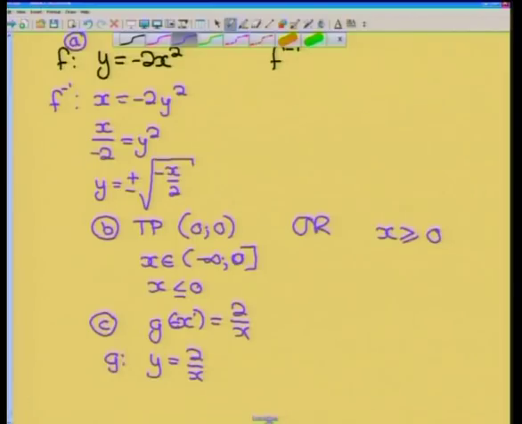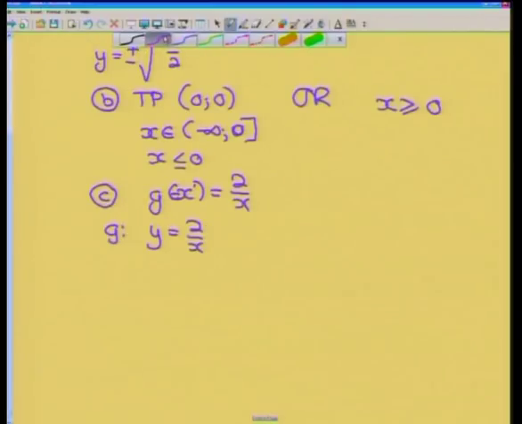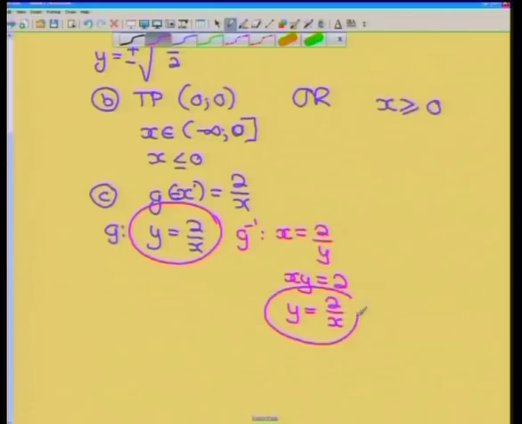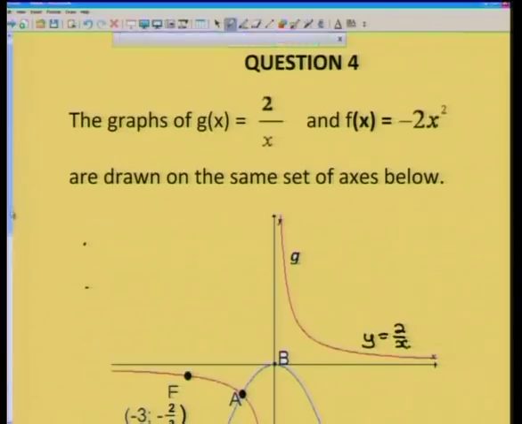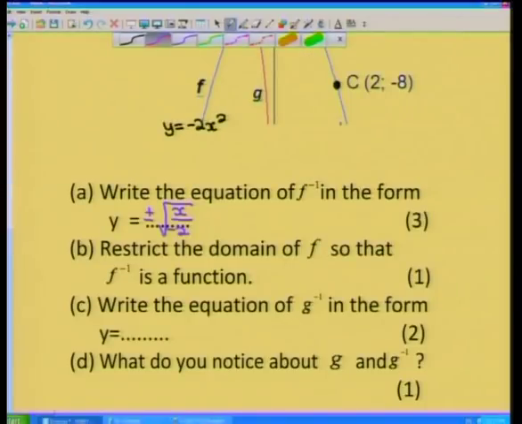Now, to get the inverse, we would swap the x's and y's. So we would get x is equal to 2 over y for g to the minus 1. Now, looking at that, that means that xy equals 2, which means y is equal to 2 over x. Okay, look at that. It's exactly the same graph. Now, obviously, there must be some reason why that's working out like that. Let's go back to the questions. So this is going to be y equals 2 over x.